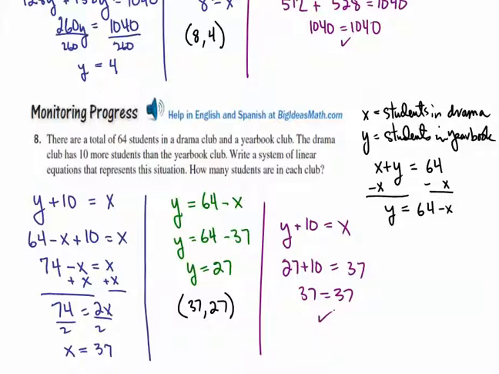and that is correct. So the solution to my system of equations is number of students in drama club, 37. I'll write that here. Number of students in the yearbook club, 27. All right. And that's going to do it then for these two problems. In the next videos, we'll go on to look at homework.